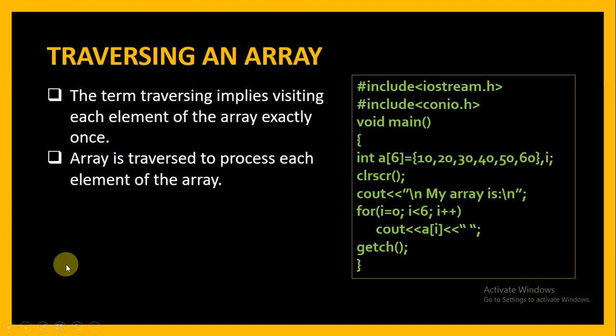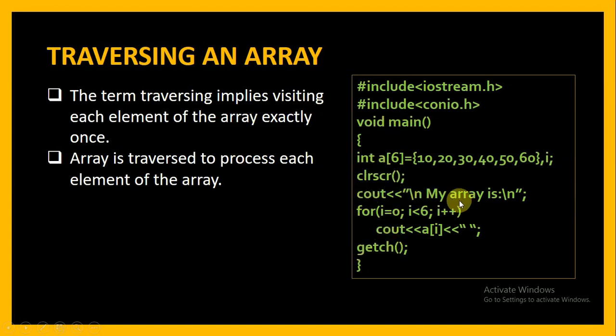Now I have written a very simple program to see how traversing can be done. These are the two header files, iostream.h and conio.h, and this is void main. Here I am declaring an array of type integer which has 6 elements, from 0 to 5. And here I have initialized the array also with 6 elements: 10, 20, 30, 40, 50 and 60. And i is an integer which I have used in the program. And clrscr is used to clear the screen, and the header file of this is conio.h.